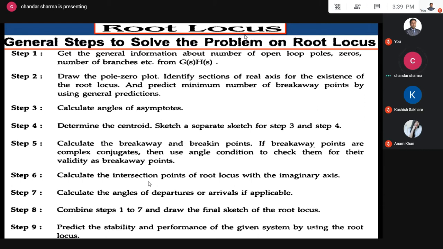ठीक है. After that, the third step is to find the number of separate root loci. कितने हैं, कितने रूट लोकस के लोसाई निकलने वाले हैं. इट डिपेंड्स ऑन n. अगर पोल्स ज्यादा है तो नंबर ऑफ सेपरेट रूट लोसाई, नंबर ऑफ पोल्स रहेंगे. अगर जीरोस ज्यादा है तो नंबर ऑफ जीरोस रहेंगे.